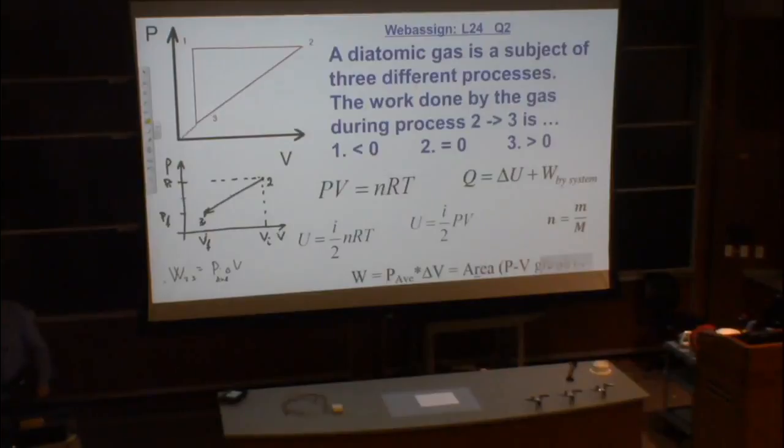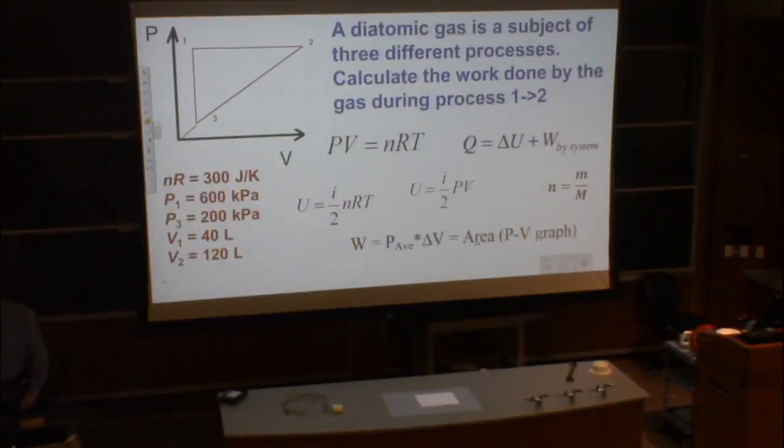But here we just need to choose between being negative, being zero, and being positive. And the clue is what is happening to the volume. Does the volume change? Yes. How do we call this change? A decrease. So when the volume is decreasing, the work is negative. That's what we need to remember. So in this situation, you had two correct answers initially. And now we just need to calculate that work.